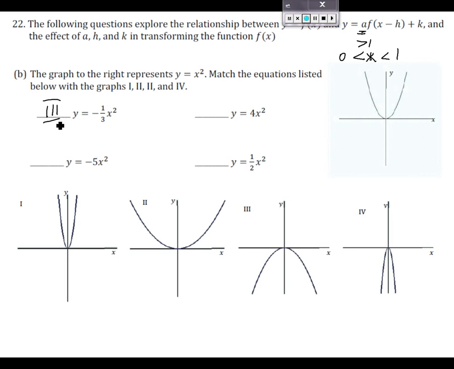Whereas the second one, y is equal to 4. 4 is a big number and it's an upward parabola. A big number means stretch vertically, which is the first one. And this one is a downward parabola but stretch vertically, which is number 4. And this one is smaller, which is shrink vertically, but it is an upward parabola. It goes for number 2.